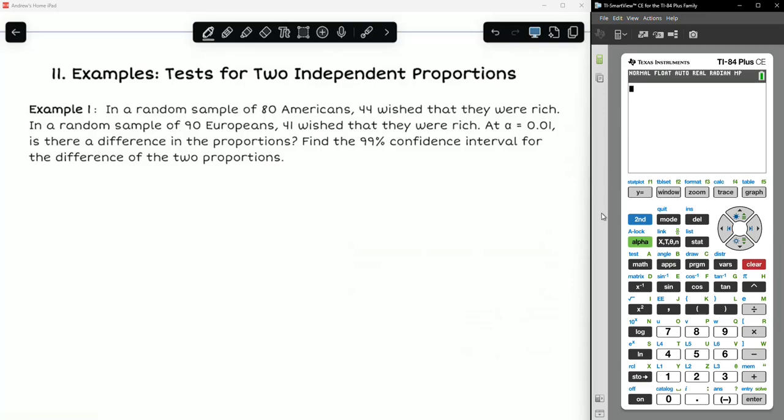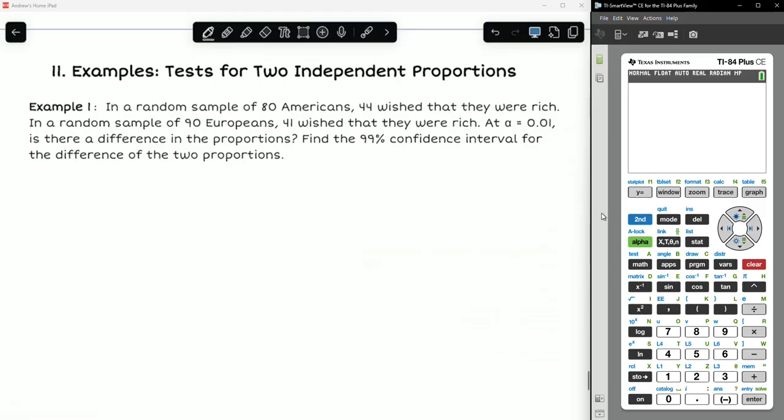In our last video for week 5, we're going to review a couple of examples of how to perform a hypothesis test for claims about two proportions. For our first example, it says, in a random sample of 80 Americans, 44 wished that they were rich. In a random sample of 90 Europeans, 41 wished that they were rich. At alpha equals 0.01, is there a difference in the proportions? And we're going to skip finding the 99% confidence interval, as we reviewed that last week.